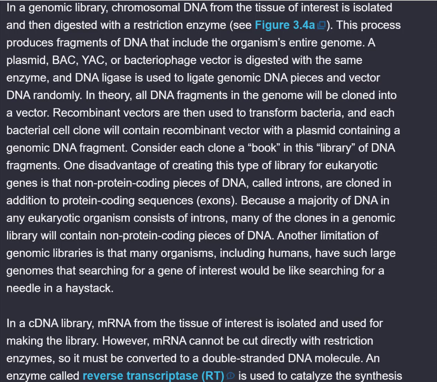One disadvantage of creating this type of library for eukaryotic genes is that non-protein coding pieces of DNA, called introns, are cloned in addition to protein coding sequences, exons. Because a majority of DNA in any eukaryotic organism consists of introns, many of the clones in a genomic library will contain non-protein coding pieces of DNA. Another limitation of genomic libraries is that many organisms, including humans, have such large genomes that searching for a gene of interest would be like searching for a needle in a haystack.